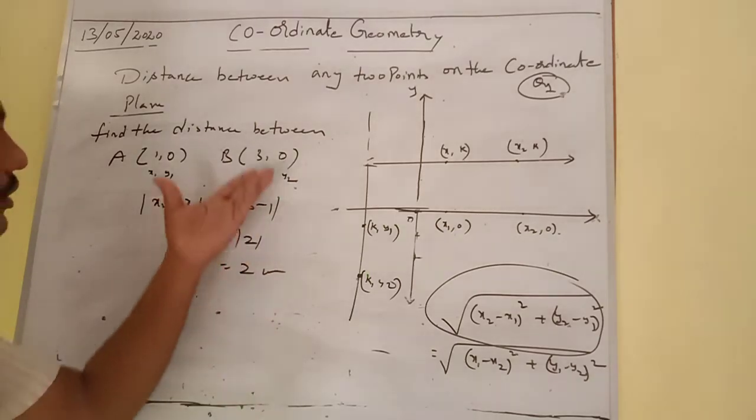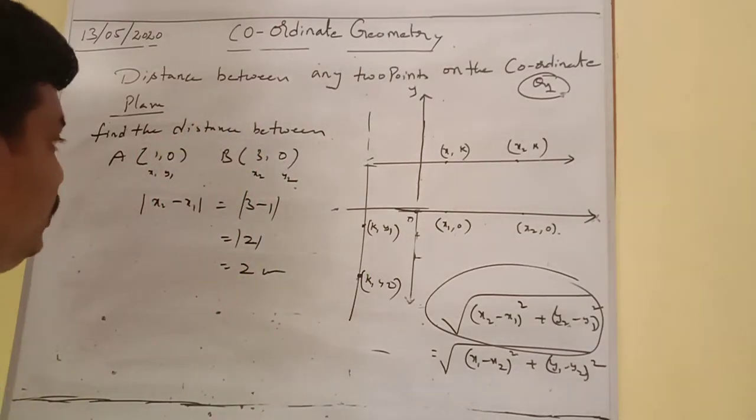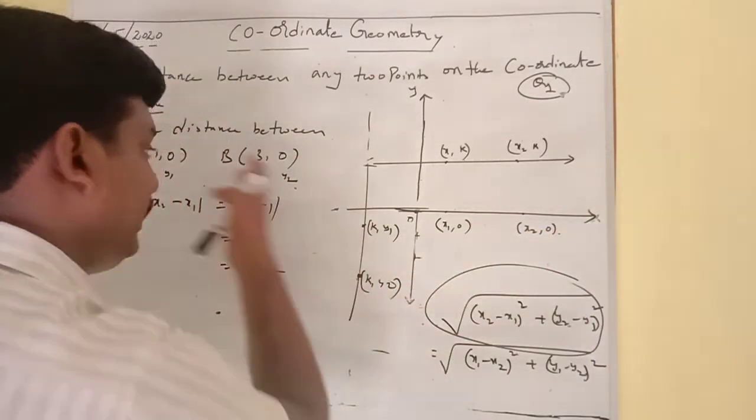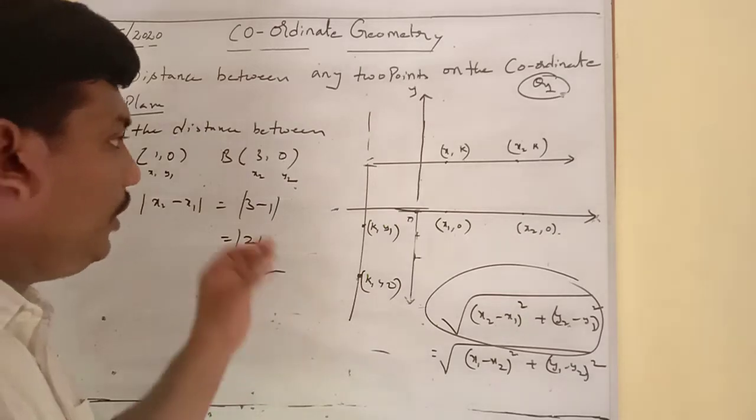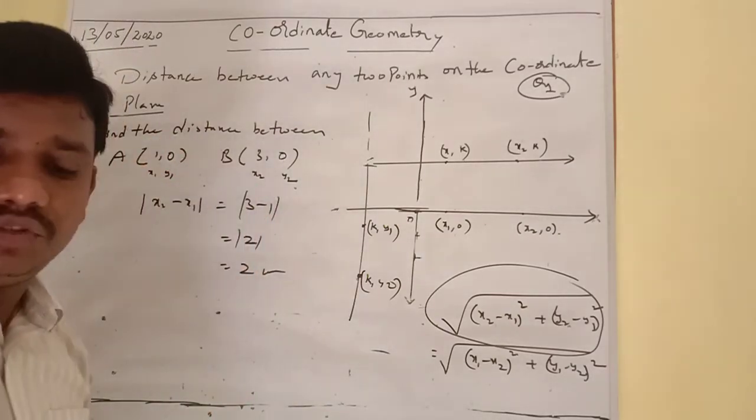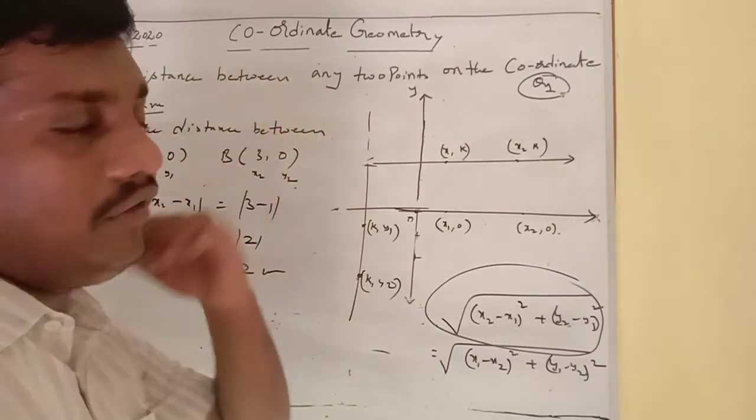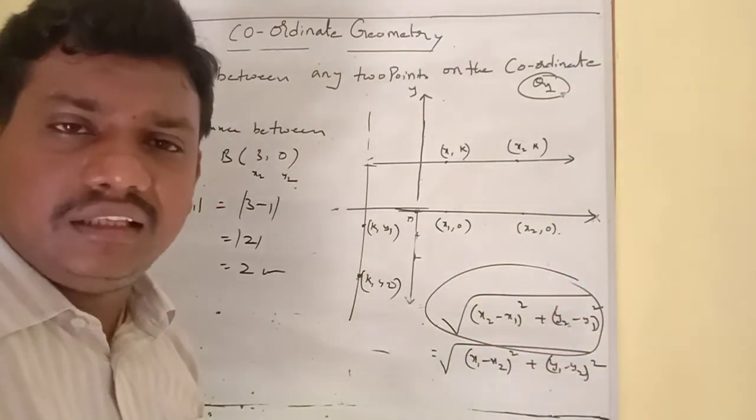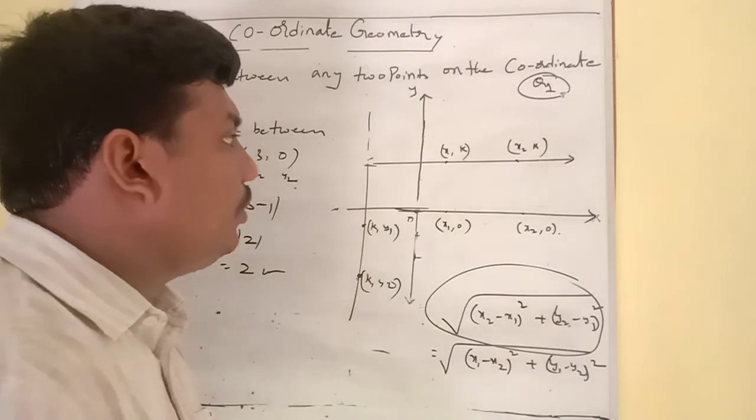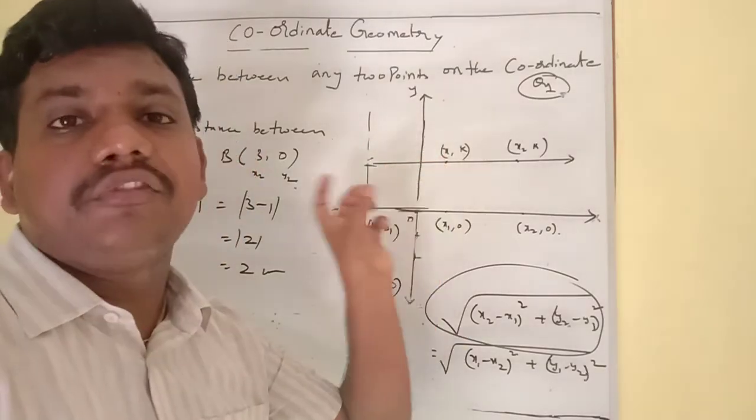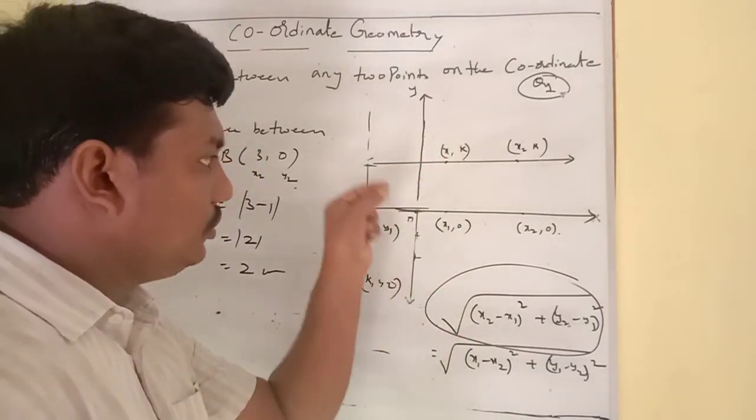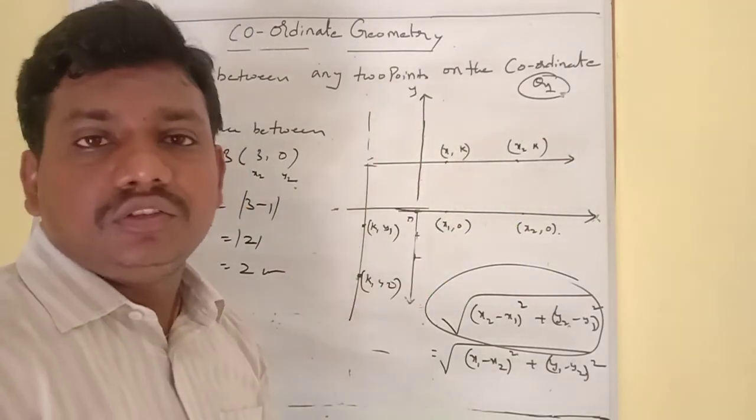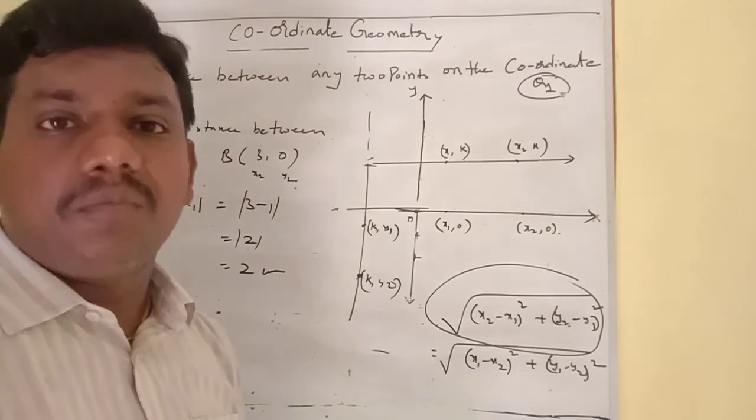So it is a very simple question. There is no need to apply root of (x2 minus x1) whole square plus (y2 minus y1) whole square in all the cases. If you observe very clearly, in coordinate geometry the answer is very simple. Whenever you observe the question carefully, the answer lies inside the question only. So our observation is very important here.